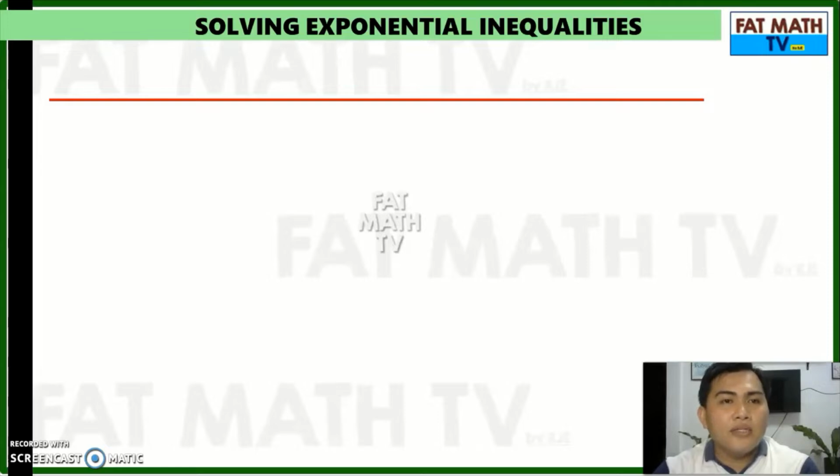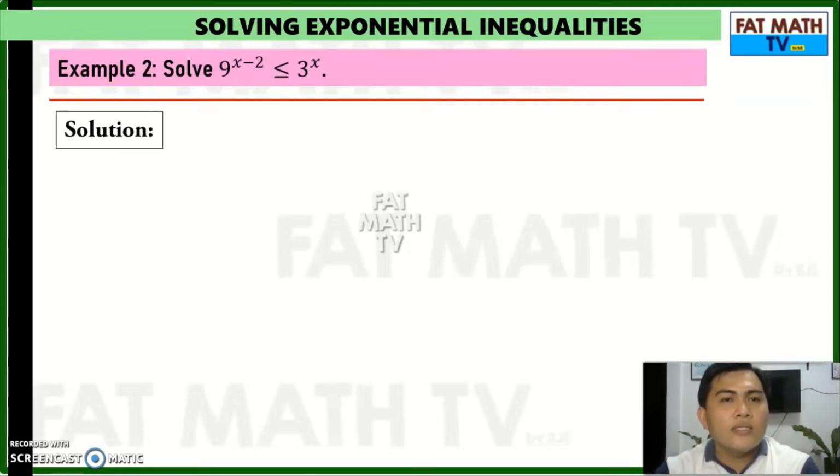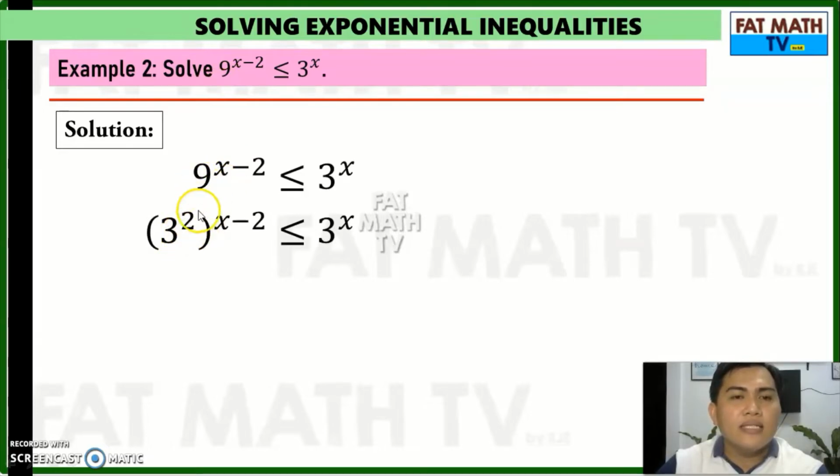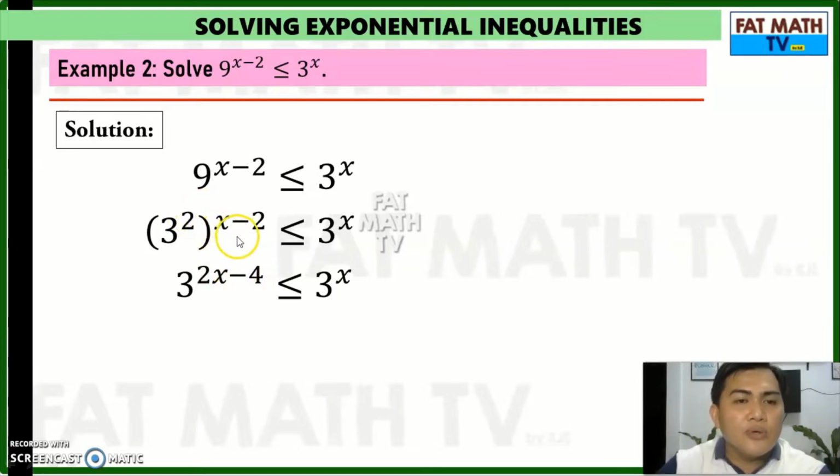Example number 2. Solve 9 raised to x minus 2 is less than or equal to 3 raised to x. 9 is a power of 3, so we will write them as powers of 3. 9 is 3 squared, so multiply 2 to x minus 2. You will have 2x minus 4. Don't forget again to distribute 2.